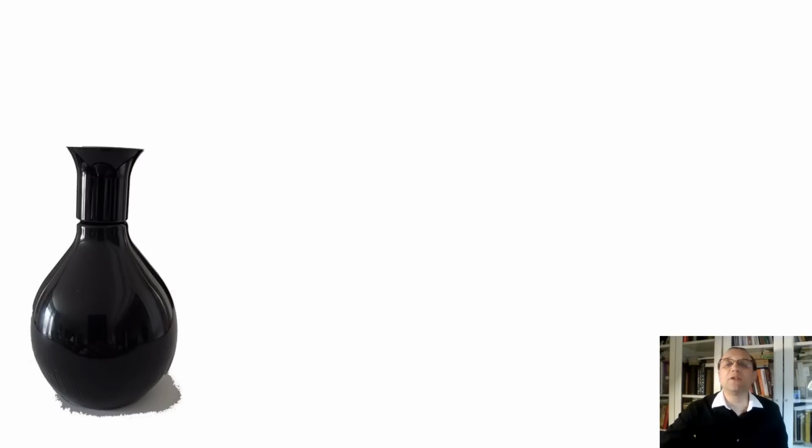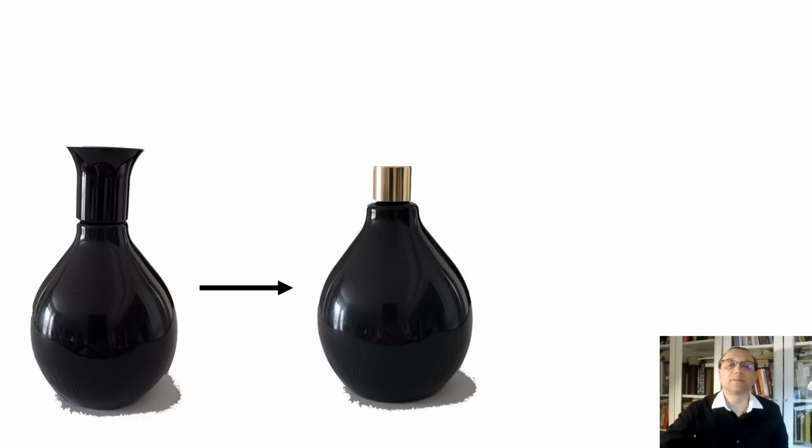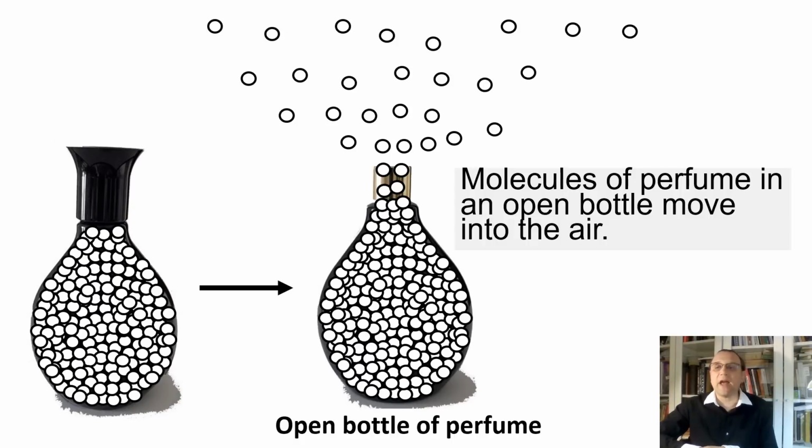A good example of the diffusion of gases occurs when you open a bottle of perfume. There is a very high concentration of the perfume molecules in the bottle and a low concentration outside of the bottle. There is a high concentration of air molecules outside of the bottle and a low concentration inside the bottle. When the top of the bottle is removed, perfume molecules move out of the bottle and the air molecules move into the bottle. Each type of molecule moves from an area of high concentration to an area of low concentration of its molecules.